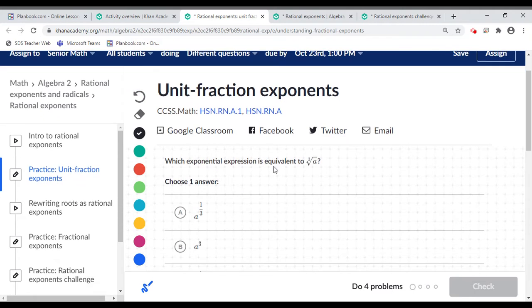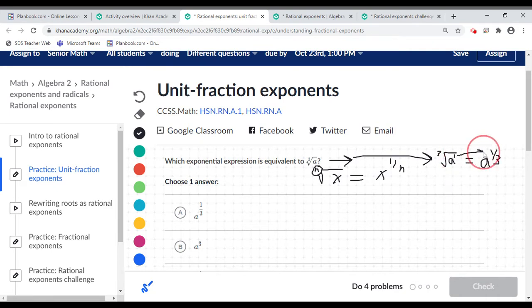Which exponential expression is equivalent to the cubed root of a? All right, so here's the thing. Whenever we see a root, and with any kind of number out there, one way we can rewrite it is as a fraction. So it's to the 1 over that power. So for this particular one, it says the cubed root of a. That's the same thing as a to the 1/3. All right, really simply, we notice that there's a 1 here, right? So that's why it's 1 over 3.